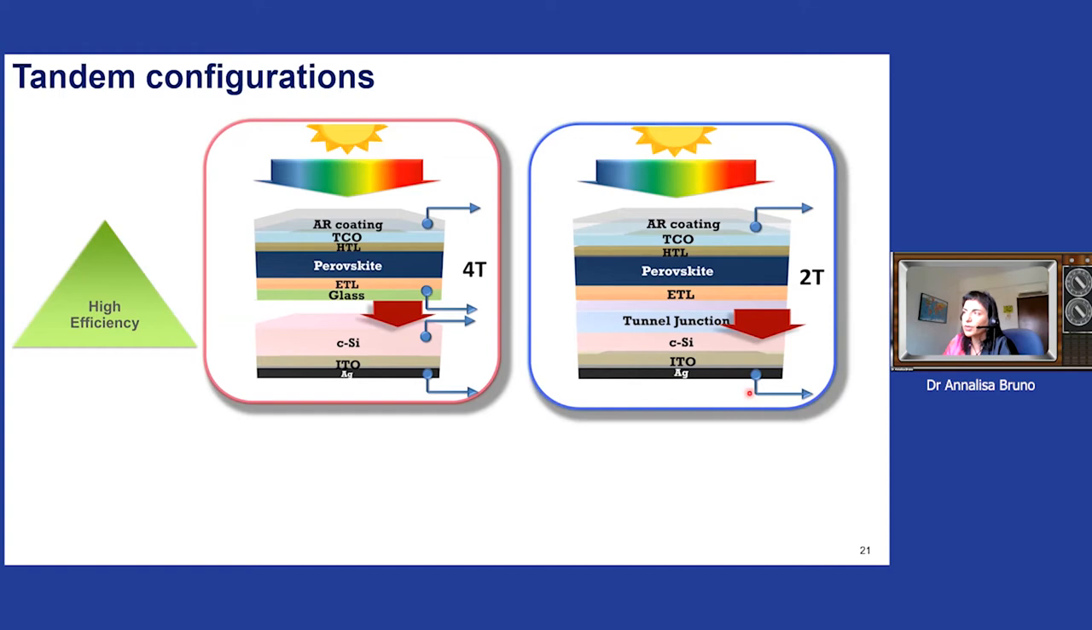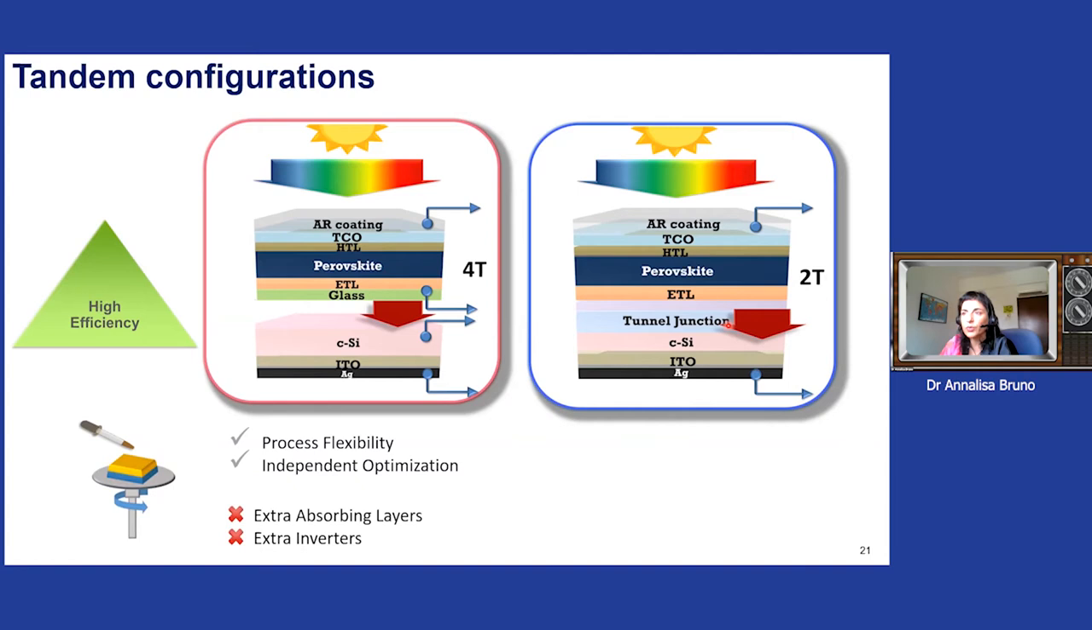and they constitute one cell independently. For the two configurations, there has been a lot of discussion in the literature about which one is better, but they have pros and cons. In one case, for the four-terminal, the two cells can be processed independently, but on the other hand, you need extra electronics and an extra absorbing layer. While the two-terminal device can achieve higher theoretical efficiency, and in principle, it can be integrated with a proper process in the silicon production line.